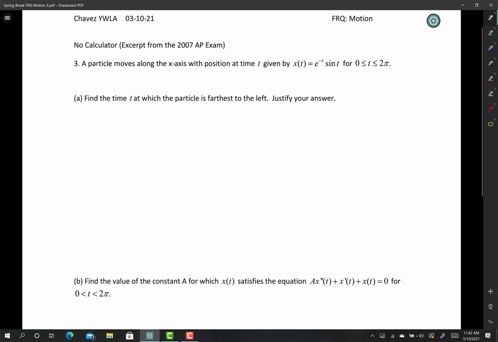It says a particle moves along the x-axis with position at time t given by x of t equals e to the negative t sine t, between 0 and 2 pi. All right. Find the time at which the particle is furthest to the left. Justify your answer. All right.